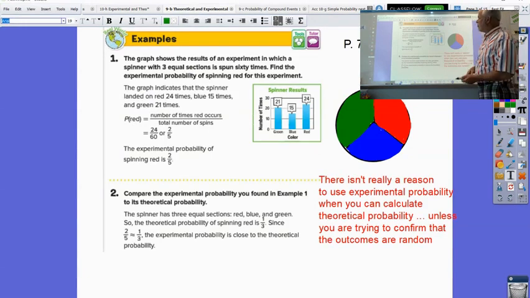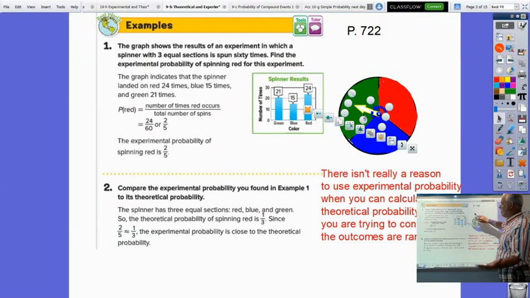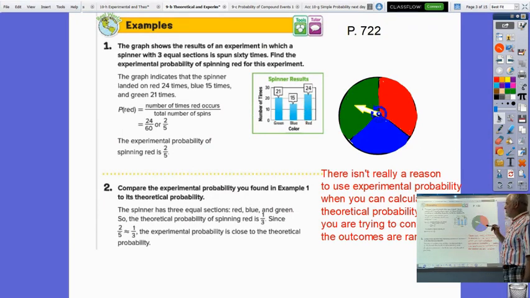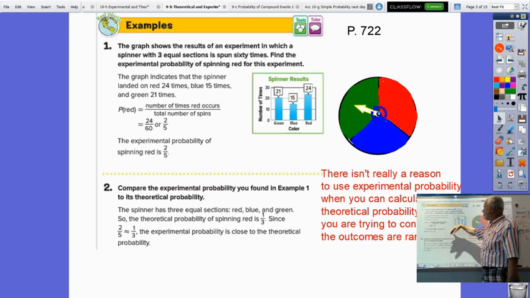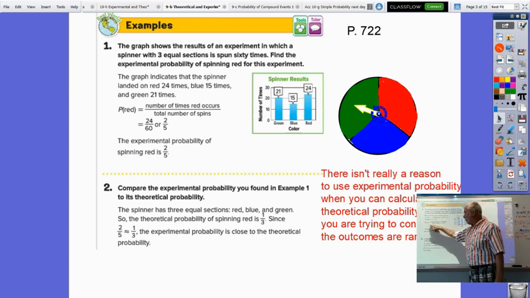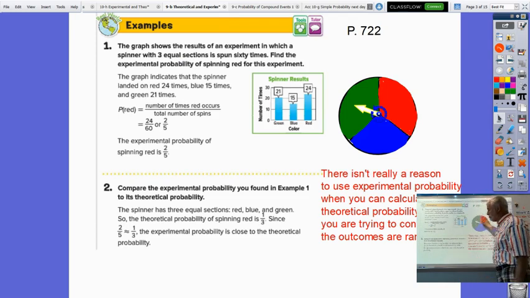So first, there's an experiment. Here's a spinner that has three colors. It spins around and lands on green 21 times, 15 times on blue, and 24 times on red, out of 60 occurrences. So the probability of getting a red based on the results is 24 times out of 60 spins. 24 out of 60 simplifies to 2 out of 5, since they're both divisible by 12. That's the experimental probability of getting a red on the spinner.